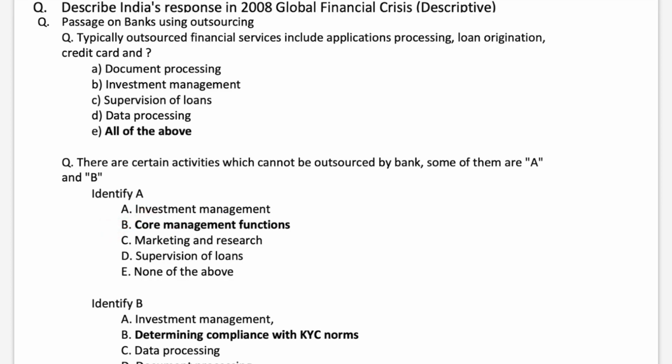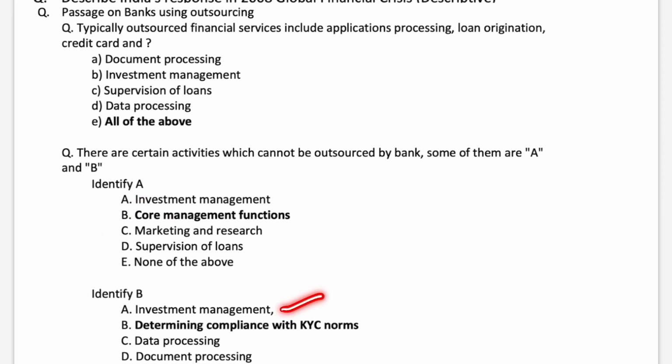Then there was identify B: investment management, determining compliance with the KYC norms, data processing, document processing. We see here, data processing and document processing were already there. Investment management was already there.